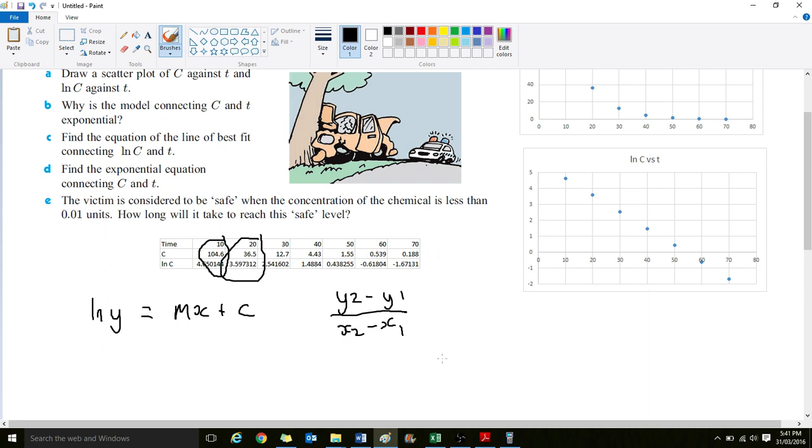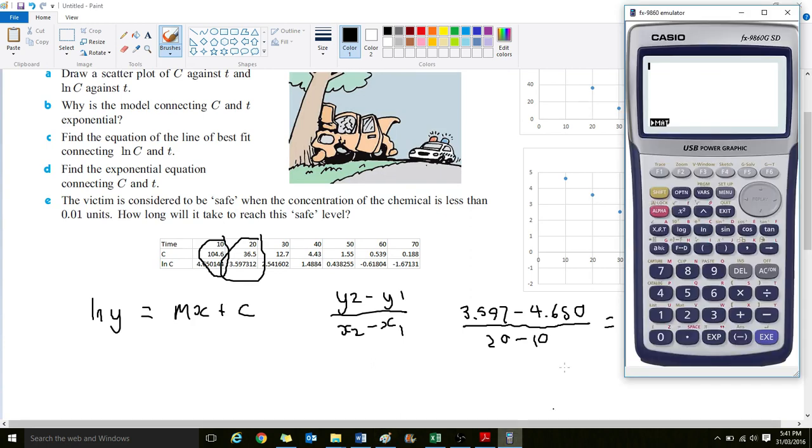So let's say this is x2 and y2. So what we're going to have is 3.597 take away 4.650, and that's divided by 20 take 10, which is just 10. Okay, so I'll put that into my calculator, and that's going to be our slope. That's going to be our m value.